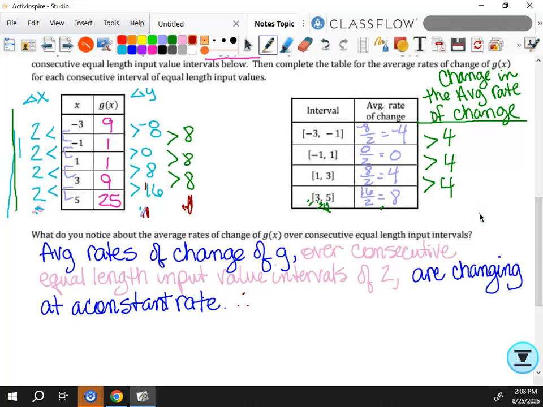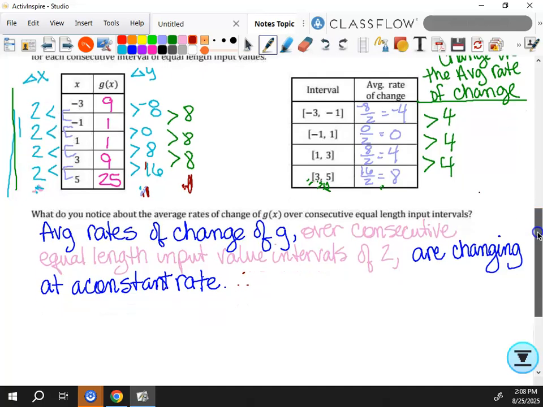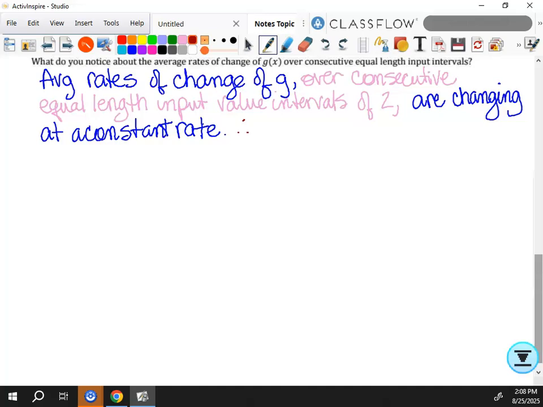We could also say that its rate of change is linear, just a different way to say it, okay? So we can say, therefore, the rate of change of G is linear. It's not saying the function is linear. The rate of change of the function is linear. And that will actually make a whole lot of sense in calculus.